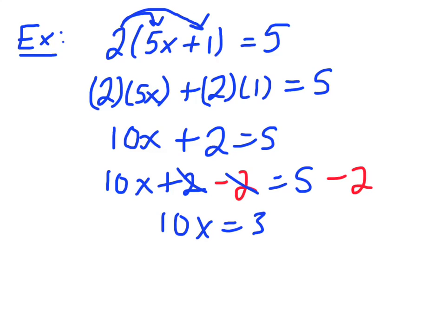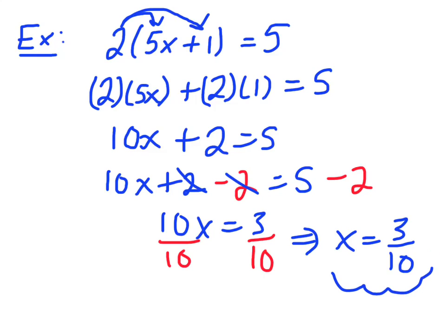Then we have 10 times x. So in order to undo 10 times x, we have to divide by 10. The inverse operation. Divide by 10, divide by 10. So then we end up with, I'll just write it over here, not enough space, x is equal to 3 over 10.